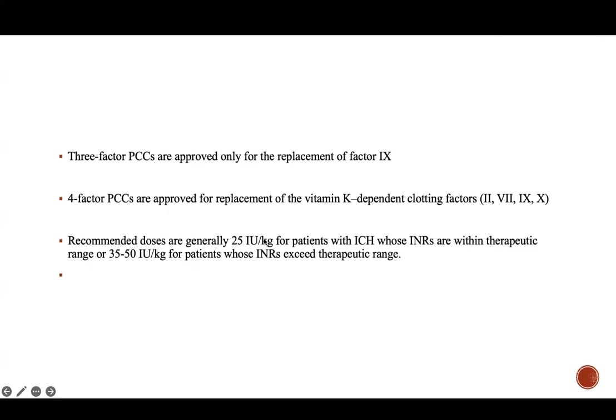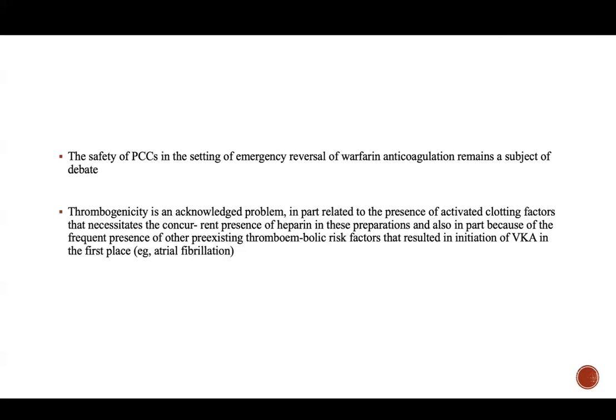What is the recommended dose? Suppose the patient's INR is within the therapeutic range and has developed ICH, then the dose should be 25 international units per kg. Or suppose the INR exceeds the therapeutic range, then you have to give a dose of 35 to 50 international units per kg. The safety of prothrombin complex concentrates in the setting of emergency reversal of warfarin anticoagulation remains a subject of debate.